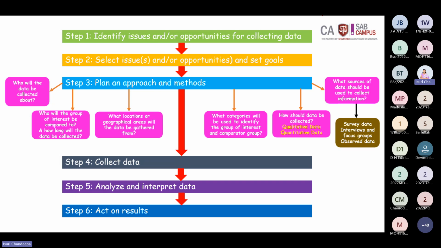Okay, now you have the objectives, you have set the goals, and then you identify these approaches. As the fourth step, you can collect the data without any issues. So then analyze and interpret the data. Once you collect the data, you have to analyze it. If it is a quantitative method, you have a lot of statistical methods to analyze it. So then as step number 6, you can act on the results.